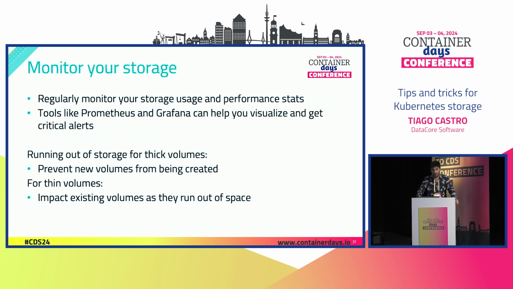We've also noticed that a lot of folks end up not setting up alerts for their volumes, for the storage. And this can be especially bad for thin provisioned volumes. So you should regularly monitor your storage usage. Tools like Prometheus and Grafana can help you visualize and get critical alerts. So why is this a bigger problem for thin provisioned volumes?